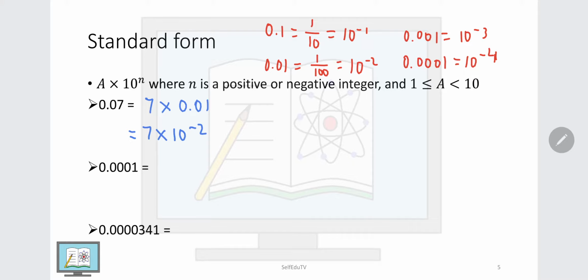Okay, how about the second one? It's very simple. 0.0001 means 1 times 10 to the power negative 4. Okay, follow this one. You can just change a number into standard form in just a single step. So how do we do that? Take a look at the last one.